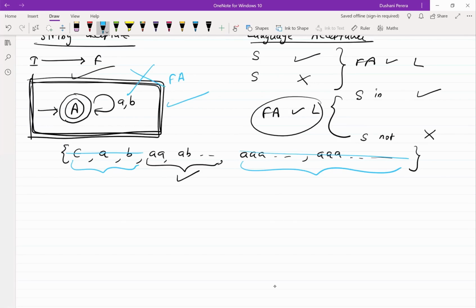Okay, so to say that a language is represented or accepted by a finite automata, you have to show the strings that are accepted, and also you have to show the rejection of strings as well.